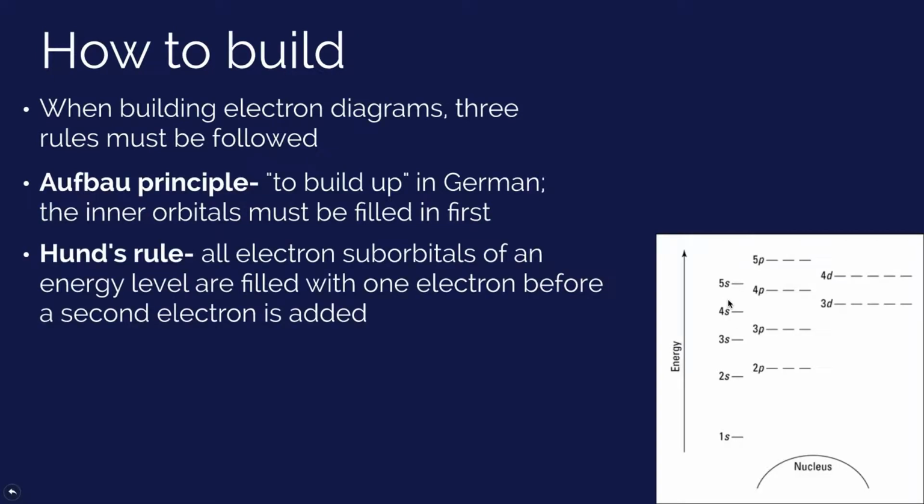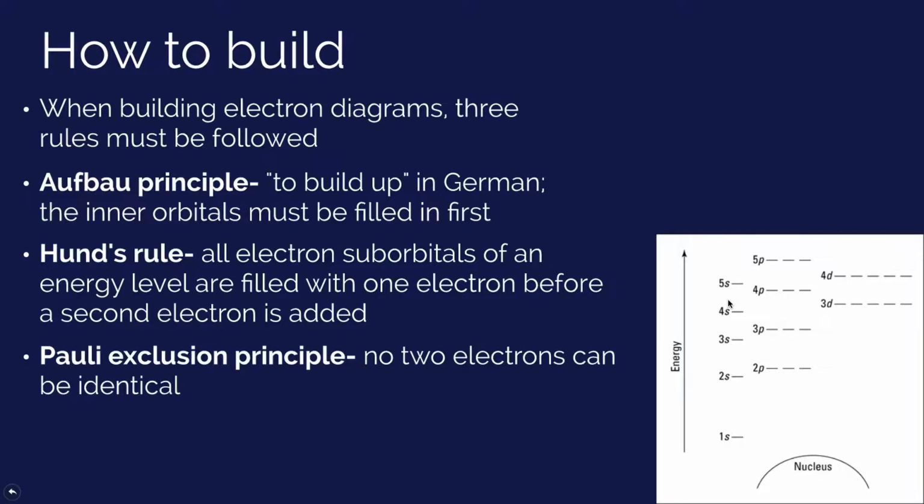Next is Hund's rule, which means that when we have multiple suborbitals, we need to fill in 1 electron at a time before we can start to double up in a single space. I'll show you more on what that means when we actually build one of these.